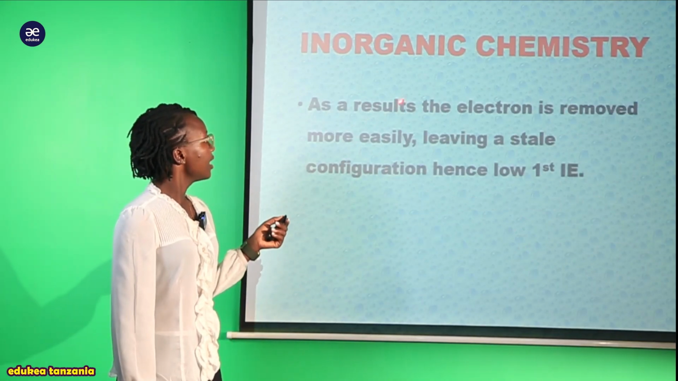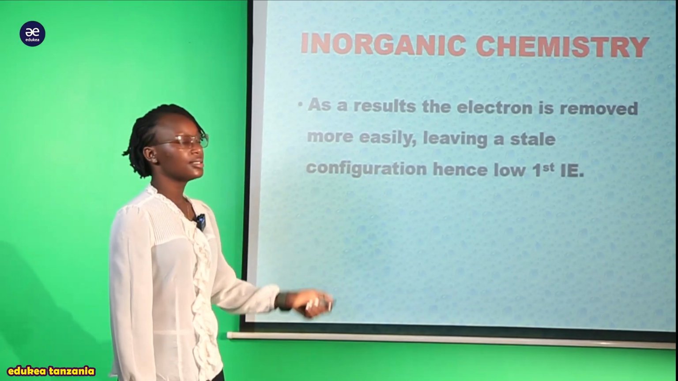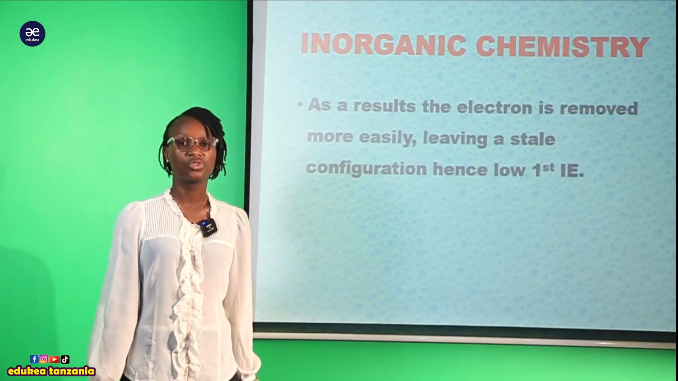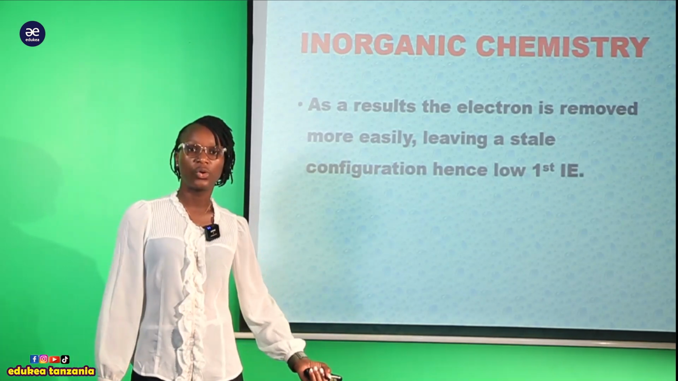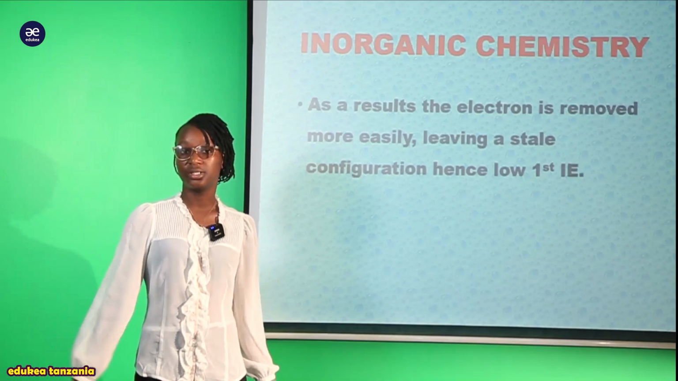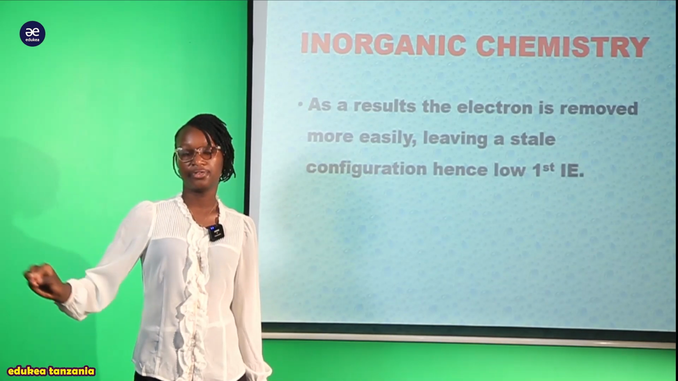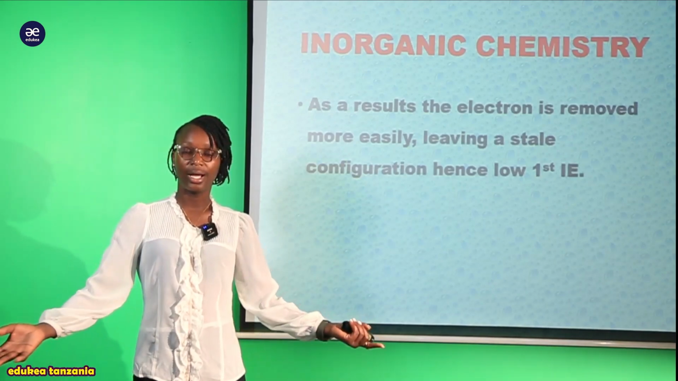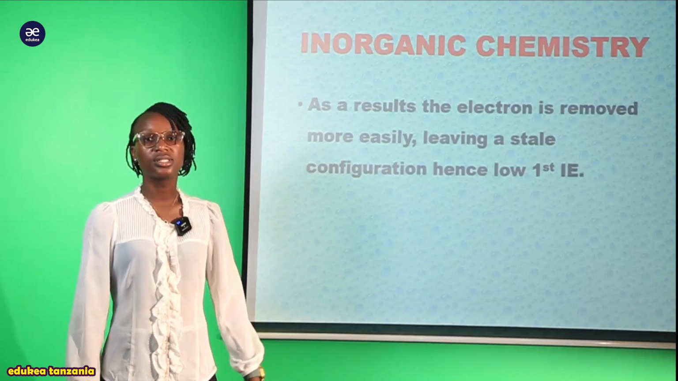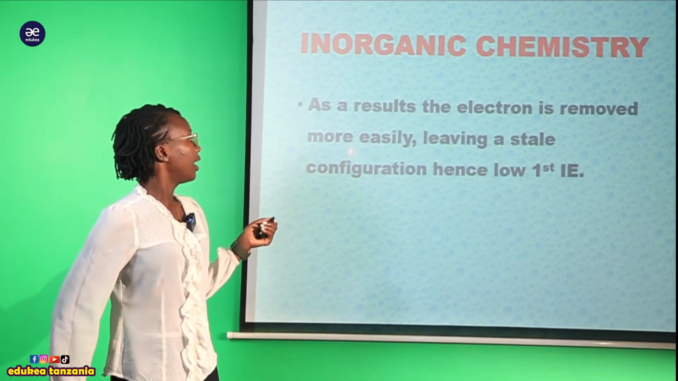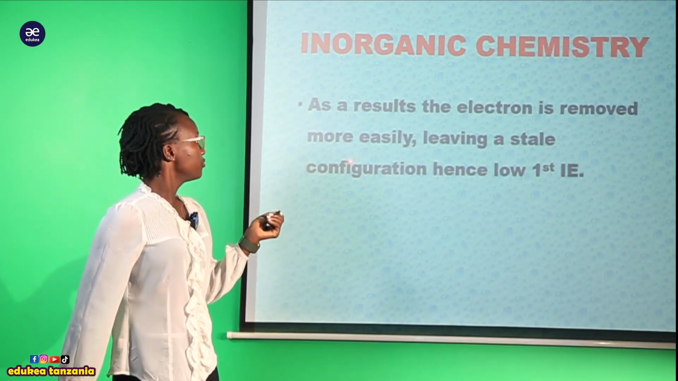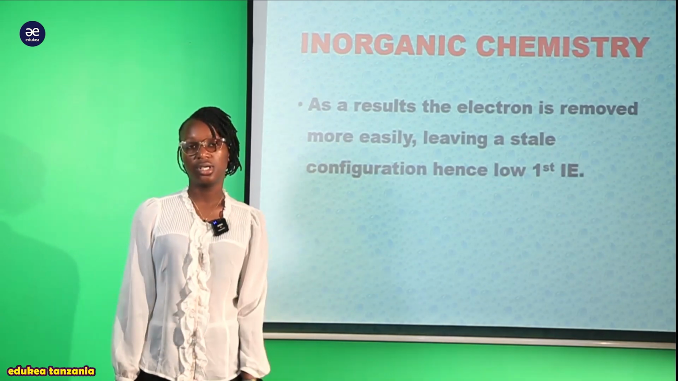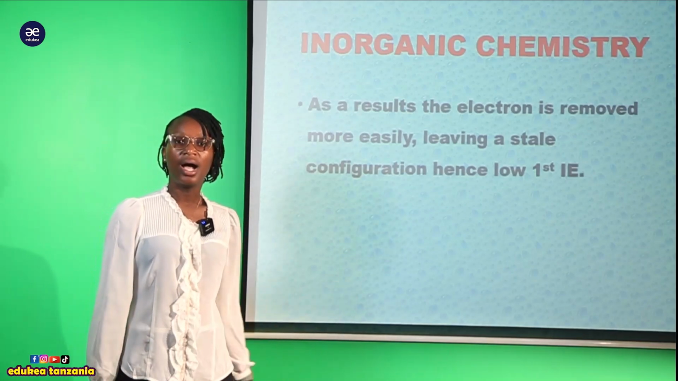So as a result the electron is removed more easily. Sasa kulingana na hiyo hapo unaona kwamba electron wake ni rahisi sana kuwa remove. Very easy to remove kwa sababu yupo nje kule peke yake mmoja. Na tukiangalia kwamba kwenye 3p na 3s is different. 3p ndio ana experience ile strong attractive force, lakini 3p no, it is also weak. Kwa hiyo ile electron itakuwa yupo very loose. It will be easy to remove it by using the lower energy. That's why anasema kwamba as a result the electron is removed more easily, leaving a stable configuration, hence lower first ionization energy. That's why you can see the difference in magnesium and aluminium.